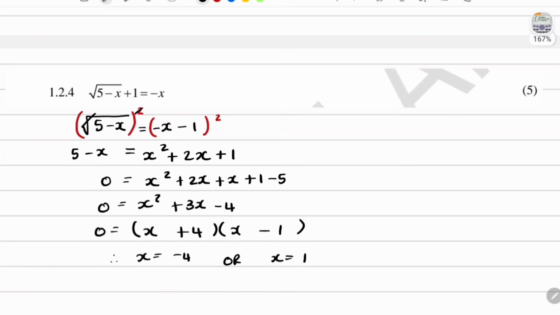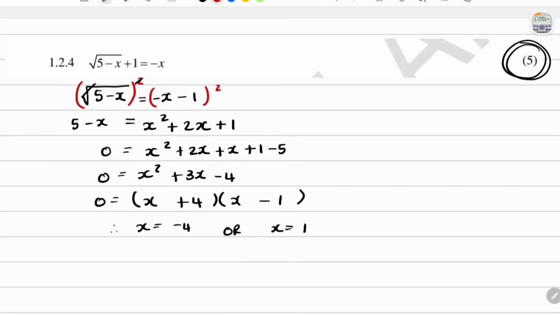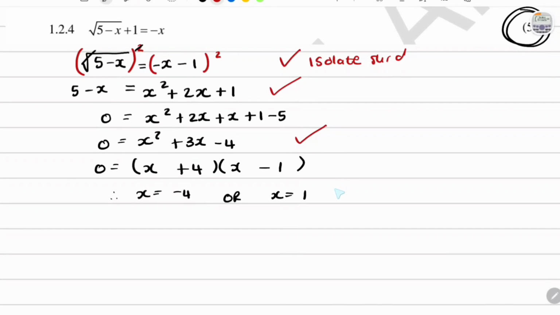Okay, so with this, please note, this is 5 marks. Let me show you where the marks are going. You get a mark, first of all, for isolating your surd. Isolating the surd, you get 1 mark for that. The second mark comes for squaring both sides. Because you squared both sides, you get a mark. The third mark comes from putting it in standard form. The fourth mark comes from getting your answers. The last final mark actually just gets given to you for checking that these are the correct answers.